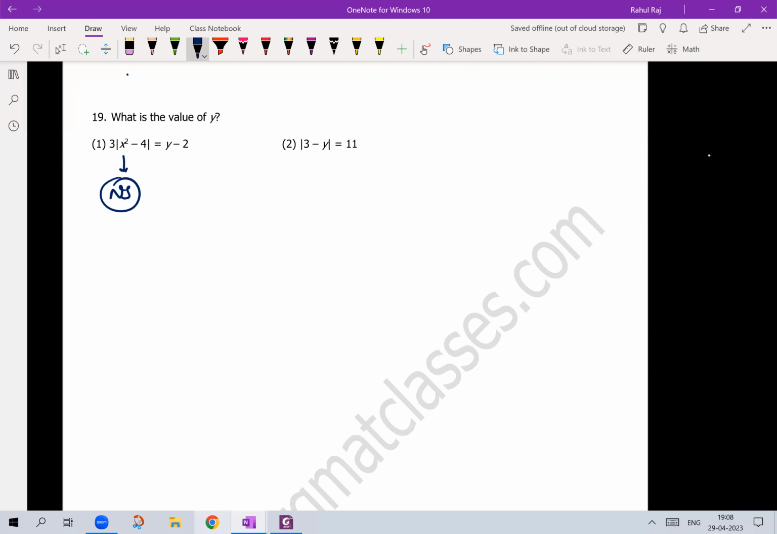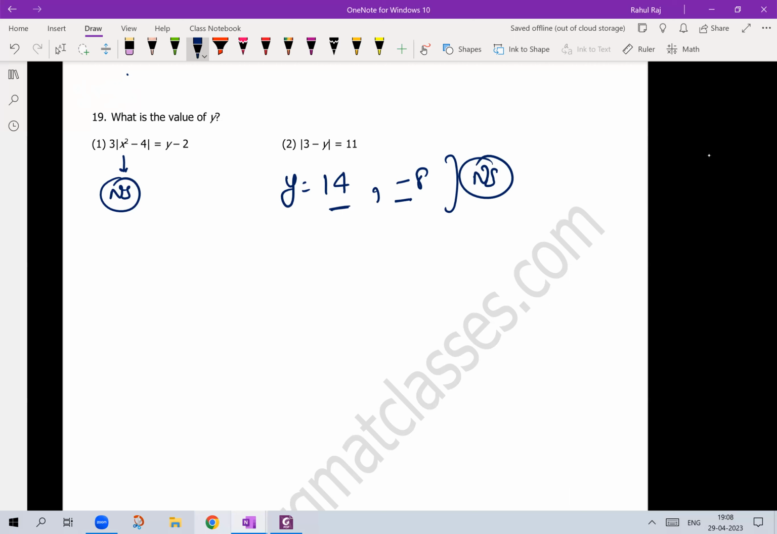Option number 2 says what? Now please don't start solving this equation. This is a pretty simple equation. If you put y is equal to 14, you will get LHS is equal to RHS. If you put y is equal to minus 8, you will get LHS is equal to RHS. So these are valid solutions. Don't start solving it. With small equations, no case 1, case 2, this, that, nothing. So option number 2 gives you two different values, not sufficient. Option number 1 is 100% not sufficient.